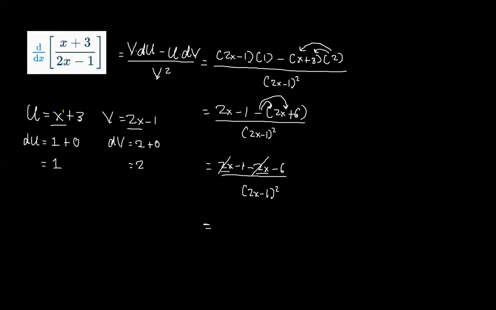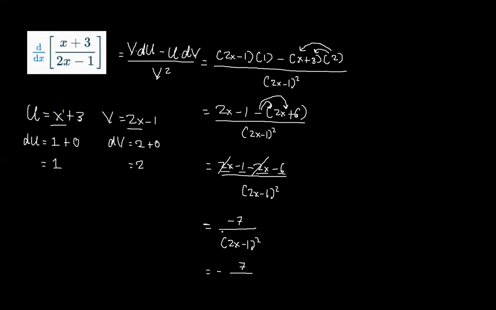All right. Next, here we have negative 1 and negative 6. Both of these terms are constant terms, so they are similar. So we're going to combine them. Negative 1 minus 6 will give you exactly negative 7, all over 2x minus 1 squared. And this could be your final answer.